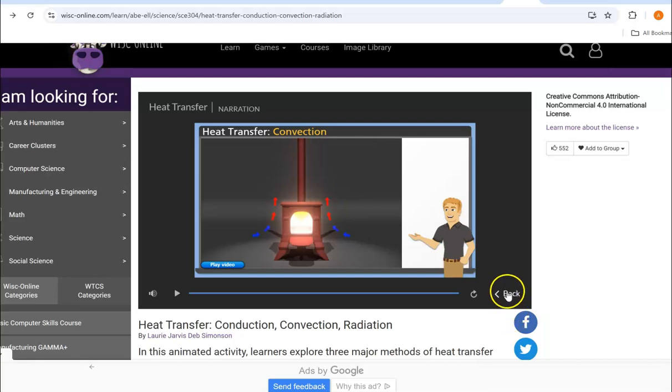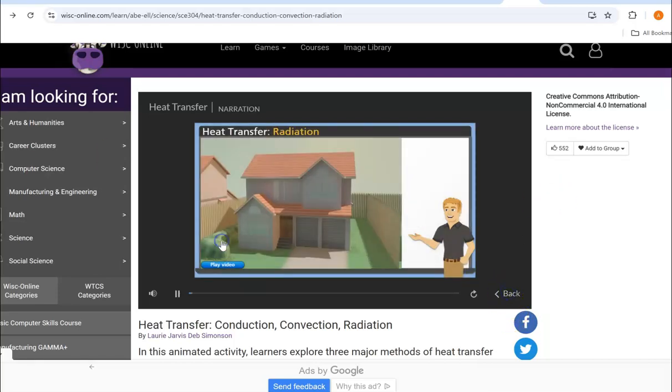Okay. Let's look at the last one, which is radiation. When electromagnetic waves travel through space, it is called radiation. When electromagnetic waves come in contact with an object, the waves transfer the heat to that object. Electromagnetic waves travel through empty space. The sun warms the earth through the radiation of electromagnetic waves.